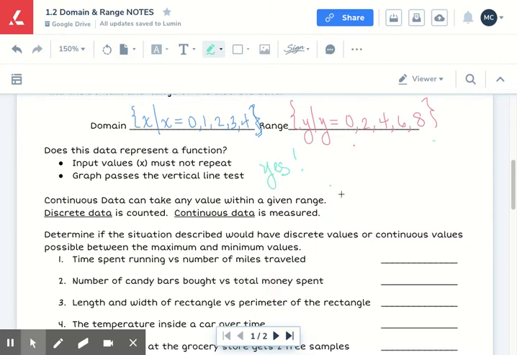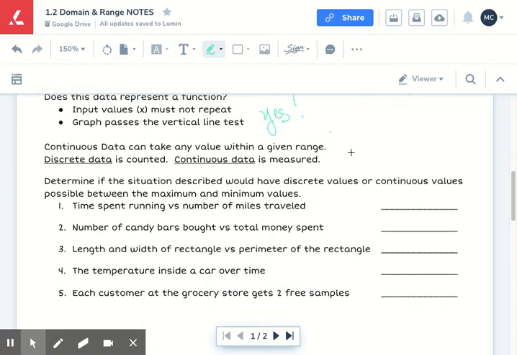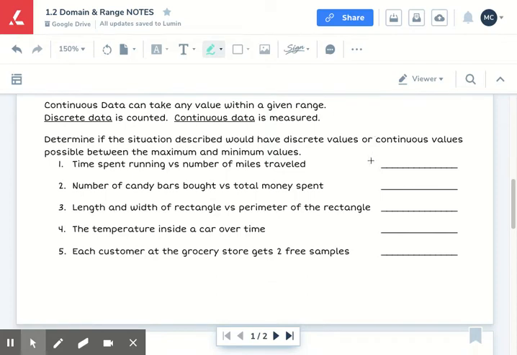All right, now we're going to look at some continuous data. Continuous data can take any value within the given interval. Discrete data is counted, so it's particular values. Continuous data is measured. So we're going to look at some situations that are described here and determine whether they are discrete, so counted values, or continuous, where anything within the interval is acceptable.